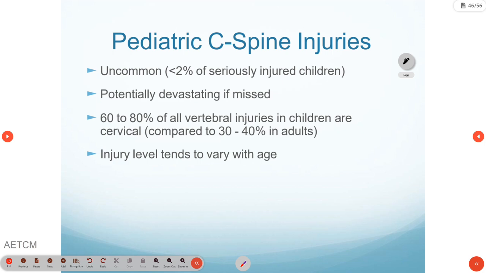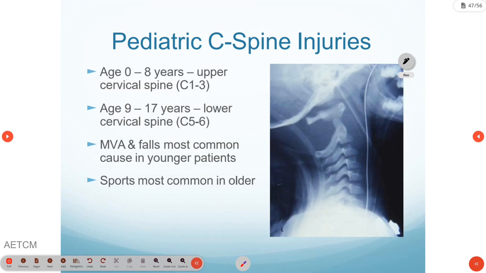And if we are missing a C-spine injury, it is potentially devastating. 60 to 80% of all vertebral injuries in children are cervical. So the most common one is your cervical injury, and the injury level will tend to vary with the age group of the pediatric patient.